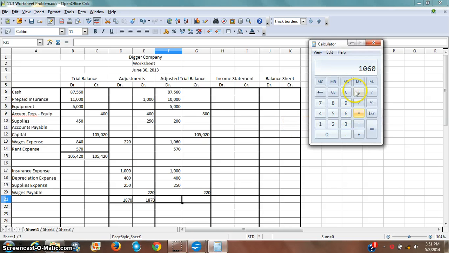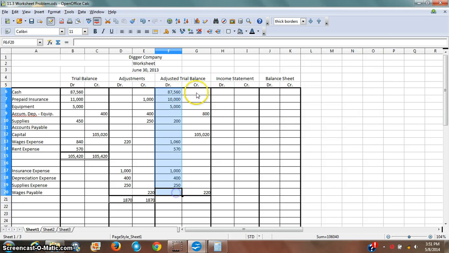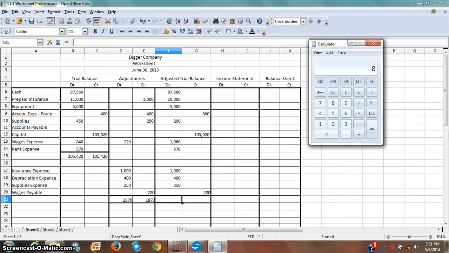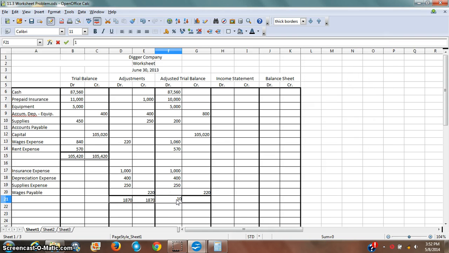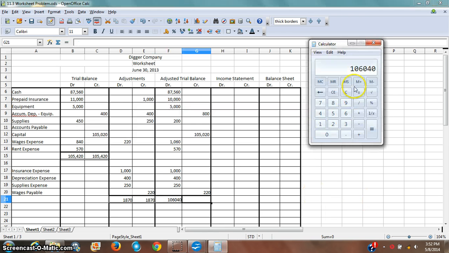And now I'm going to go ahead and add downward. I'm going to add up the debit column. I'm going to add up the credit column just to make sure once again that everything is balanced. So here we go. 87,560. And the answer on this side is $106,040. So there's that first side.